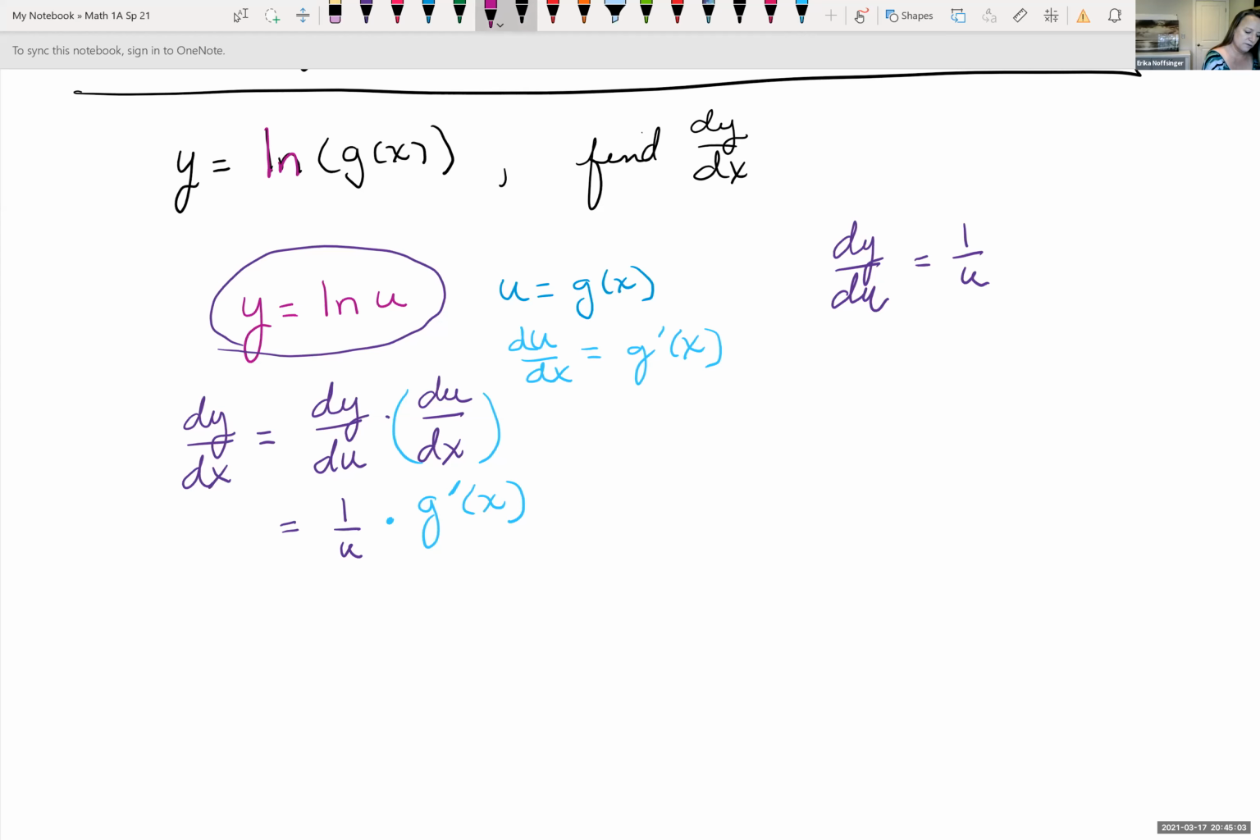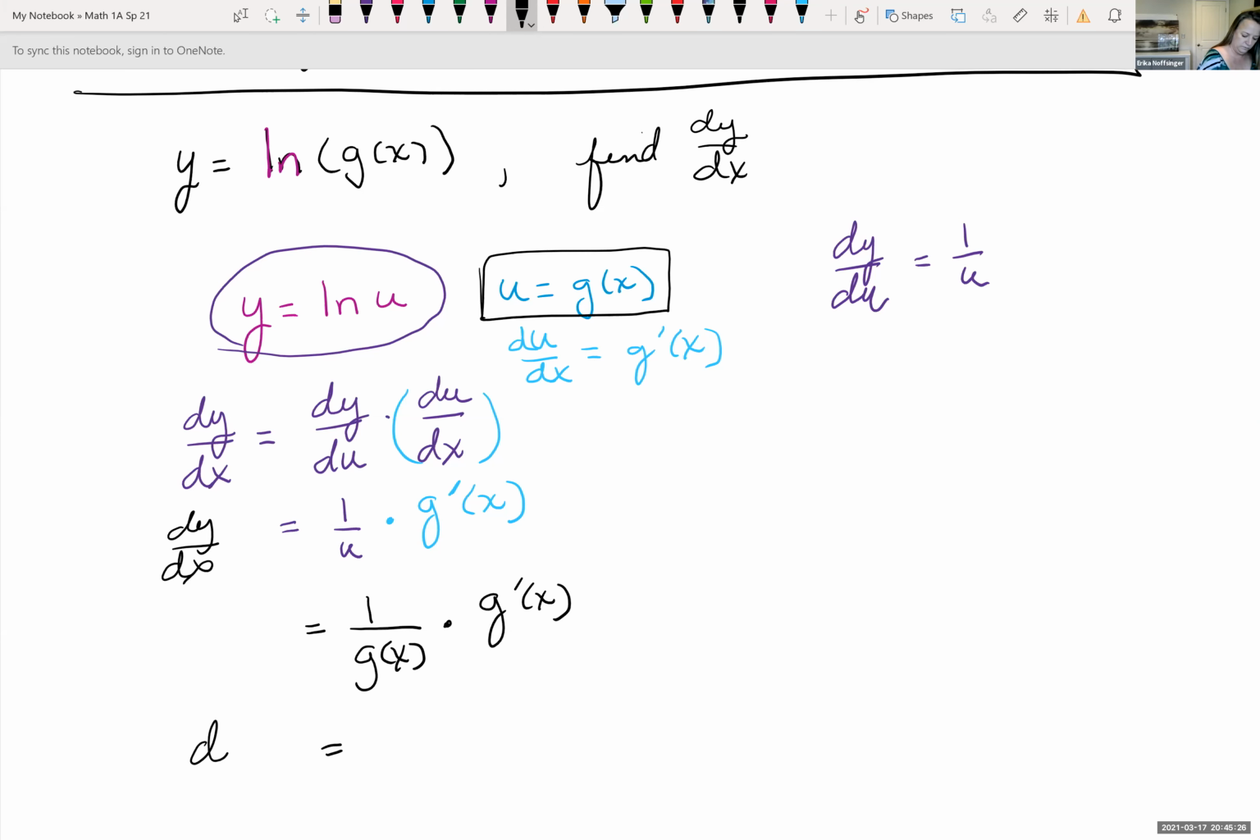But we want this in terms of all x, and we know that u was g of x. So this is equal to 1 over g of x, the inner function, times the derivative of the inner function, g prime of x. We can leave it like that, or we can multiply 1 times g prime of x. So this is equal to the derivative of the inner over the inner piece of our log.